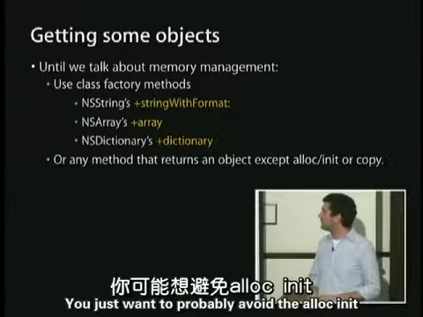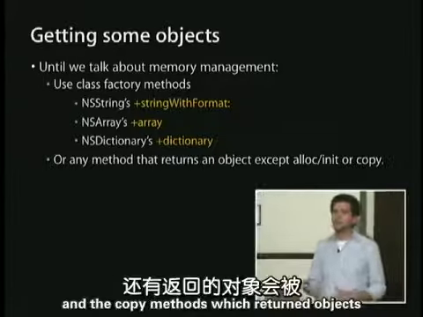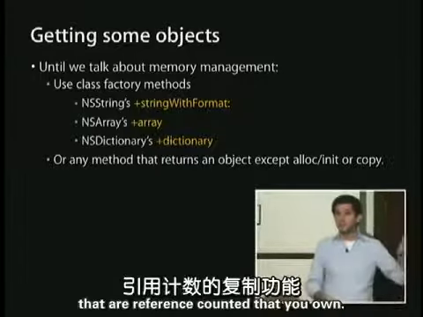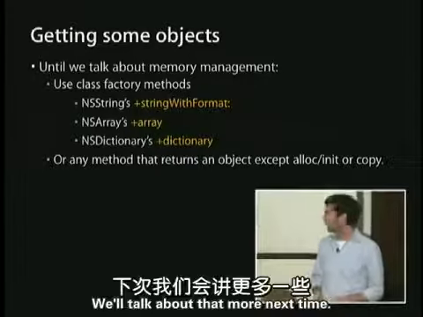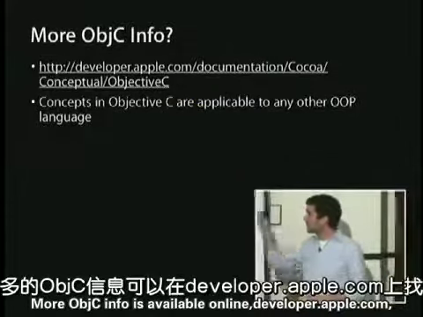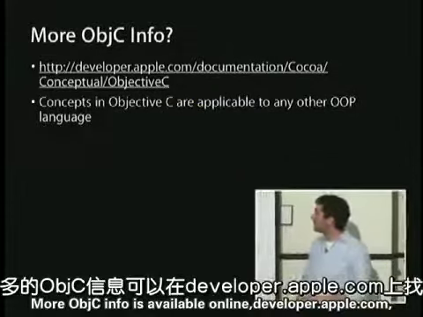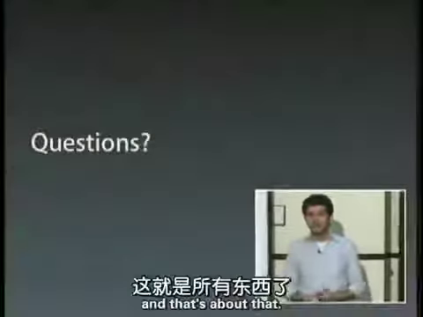You just want to probably avoid the alloc init and the copy methods, which return objects that are reference counted that you own. We'll talk about that more next time. More object info is available online, developer.apple.com, and that's about that.